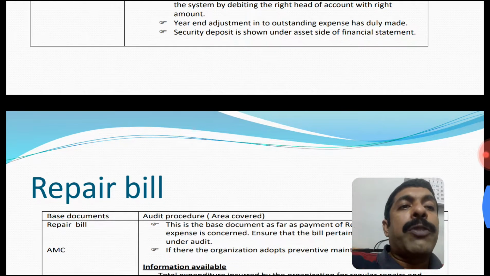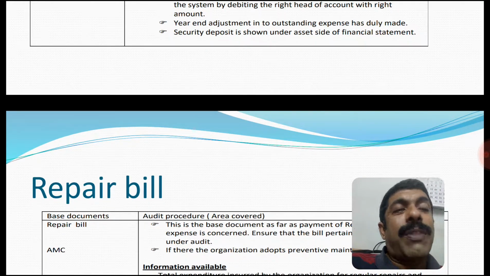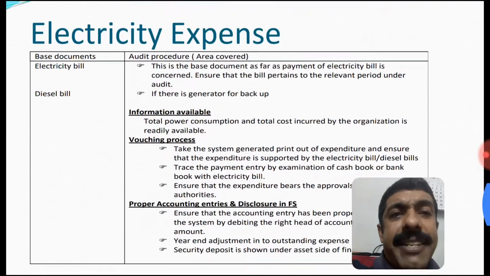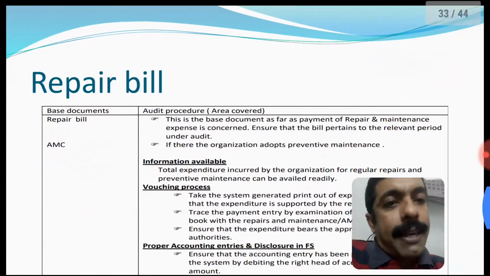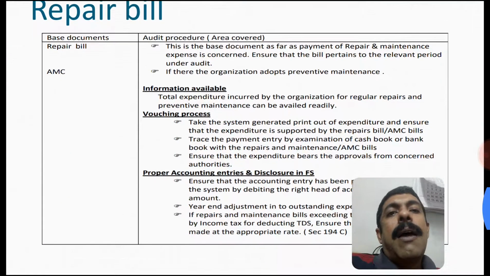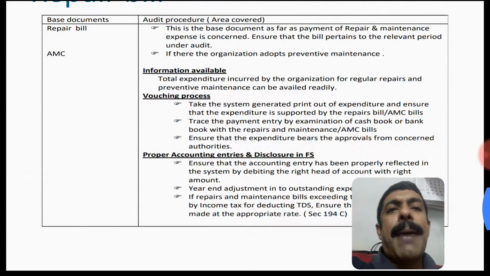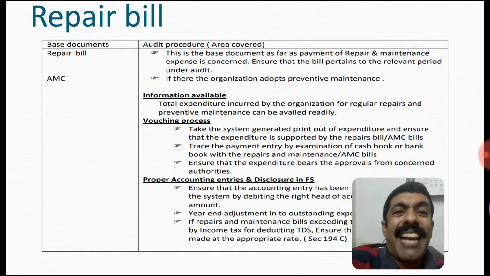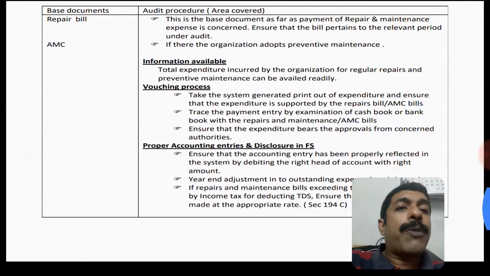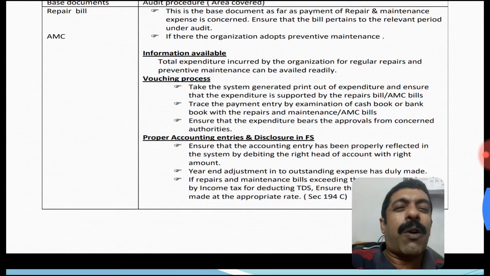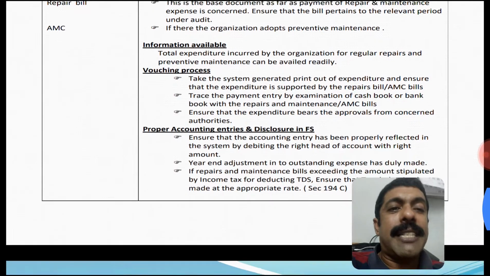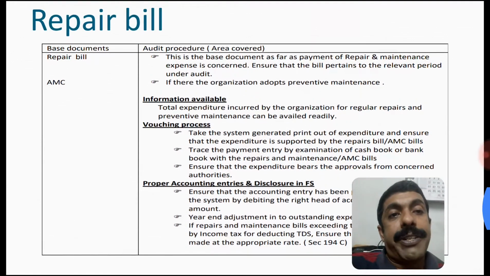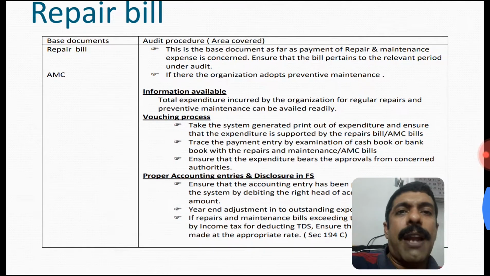Security deposit is shown under the asset side of the financial statement. That is the disclosure aspect. This is the pattern. We will examine another example. Documents to be examined: base document. What are the documents to be examined? What information is available? The vouching process is common for all indirect expenditure. Proper accounting and disclosure is also a common point. If you adopt this format, you can learn all.